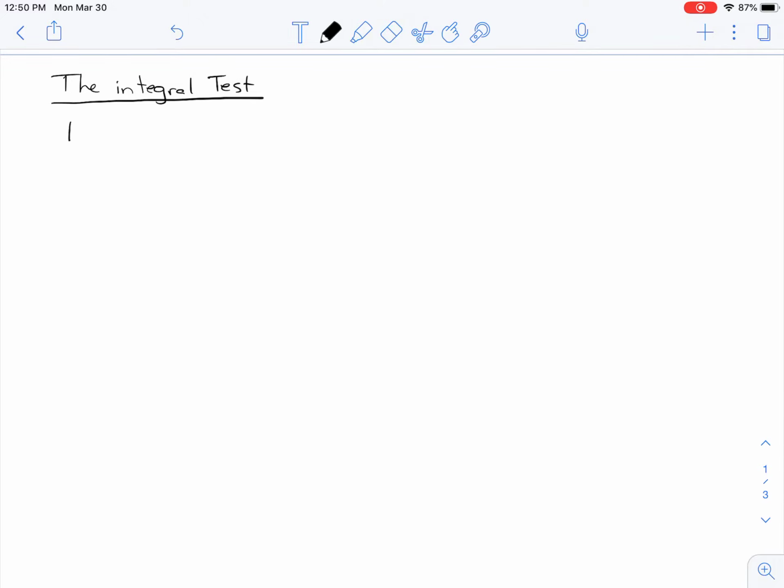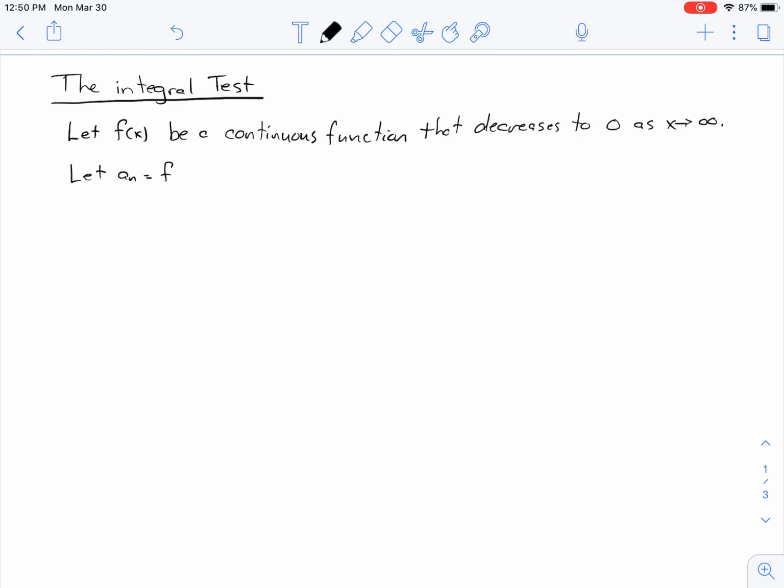Let's look at the integral test. The integral test says this: let f of x be a continuous function that decreases to 0 as x goes to infinity. And also, let a sub n equal f of n. Then the series a sub n, n from 1 to infinity, is convergent if and only if the integral from 1 to infinity of f of x dx is convergent.